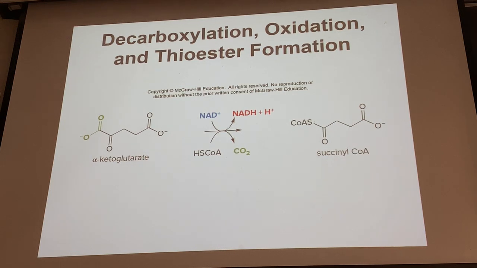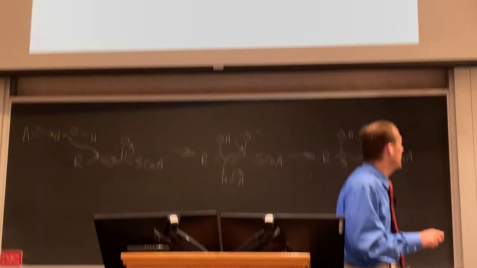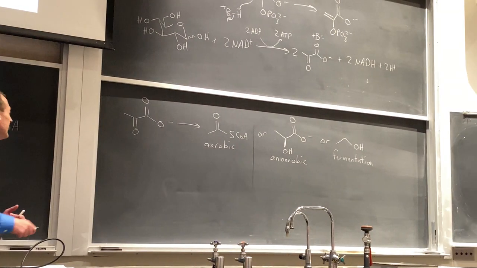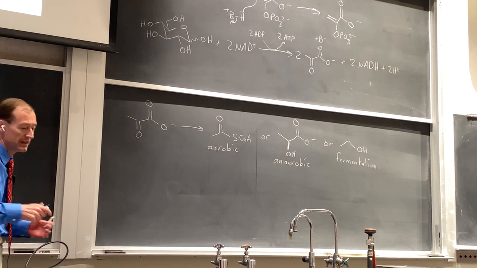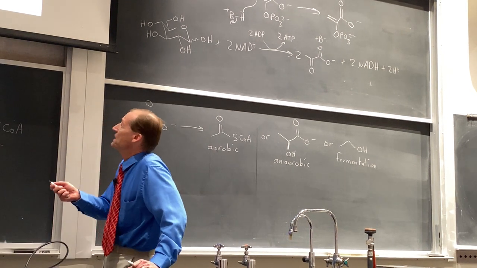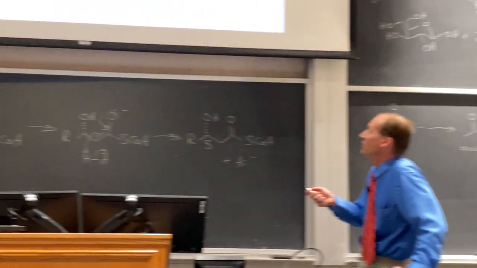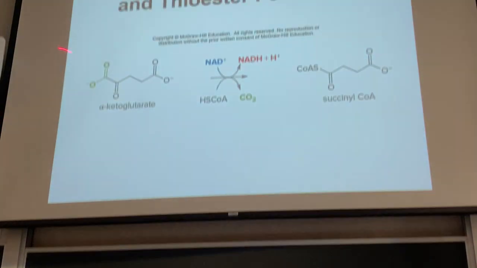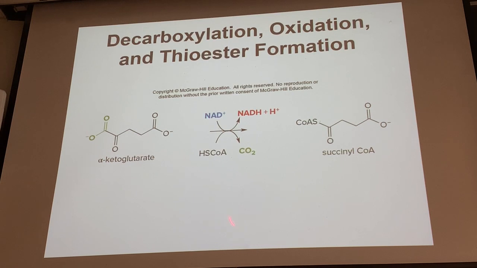We're not going to go over the mechanism of that process. It's going to be similar to what happens with pyruvate. If you look at the conversion of pyruvate to acetyl coenzyme A, we've taken this ketone and turned it into a thioester. And so that's very similar to what's happening here. We're taking this ketone and turning it into a thioester with loss of CO2 and production of NADH. So we're not going to go over the mechanism here, but we're just going to compare this to what happens in the conversion of pyruvate to acetyl coenzyme A.